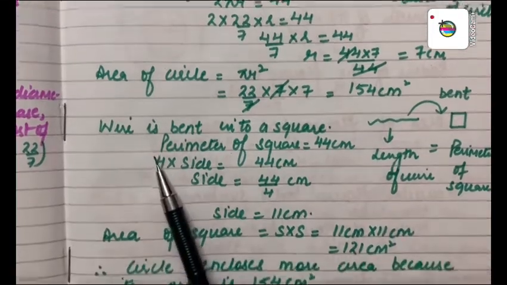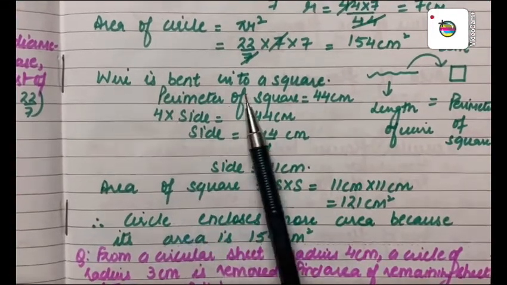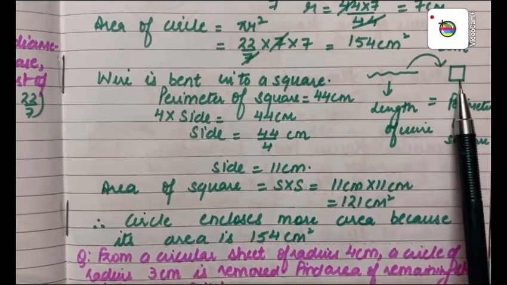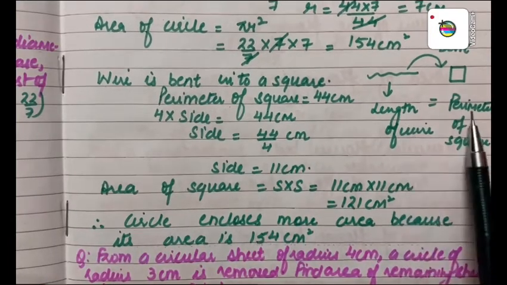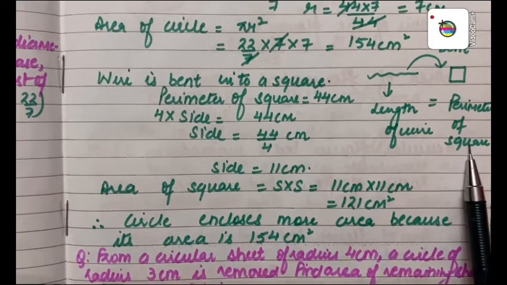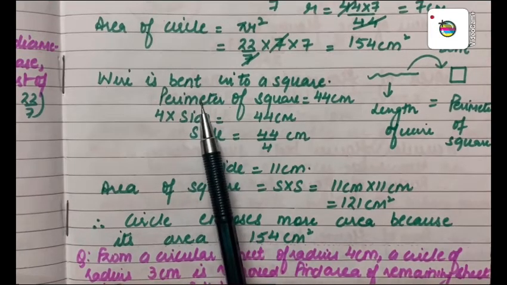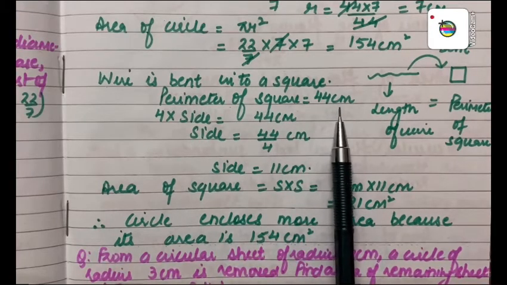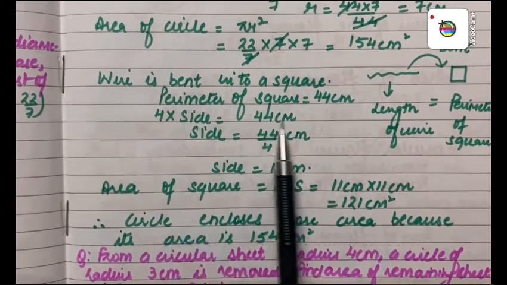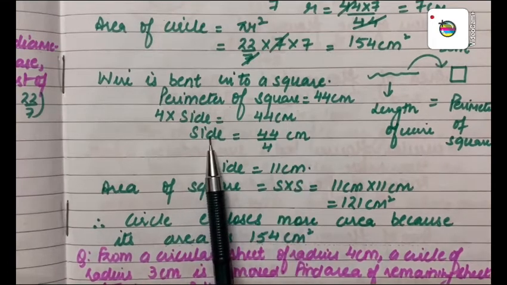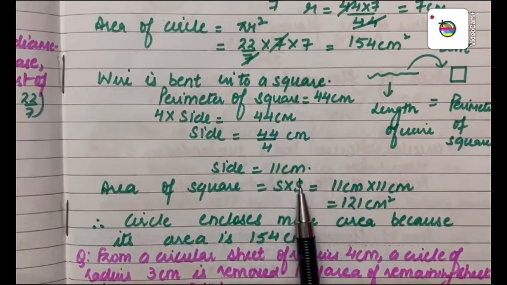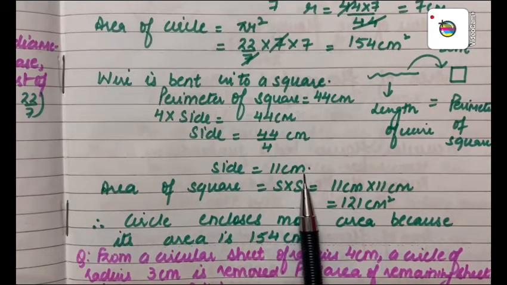Now the situation number 2 is the wire is bent into a square. So here if the wire is bent into a square, the length of the wire is equal to the perimeter of the square. It means length of wire we are having 44, so perimeter of square is equal to 44 centimeter. So 4 into side is equal to 44. Side will remain on the left side and 4 gets divided. So 44 upon 4, we get side is equal to 11 centimeter.